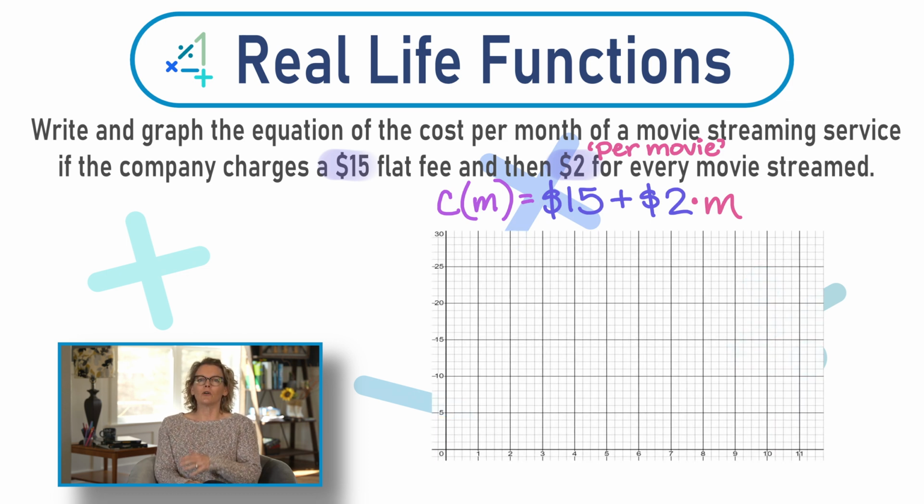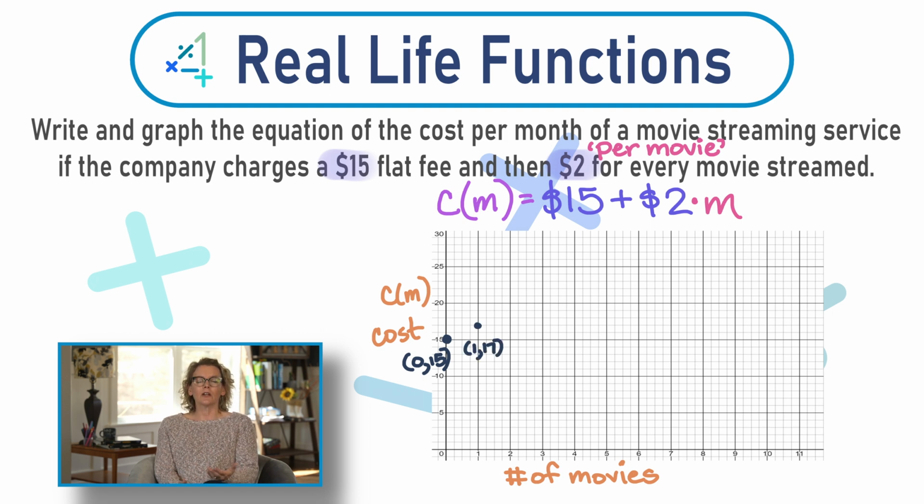To graph this, I will only use positive numbers because I won't ever pay a negative amount. My x-axis is the number of movies that I stream, and my y-axis, or the C of M, is how much my bill is. Looking at some points, notice if I don't stream any movies at all, I pay $15 for a point of 0,15. If I stream one movie, it'll be $17 total. 2 movies is $19 total, etc. You can certainly see the pattern here.